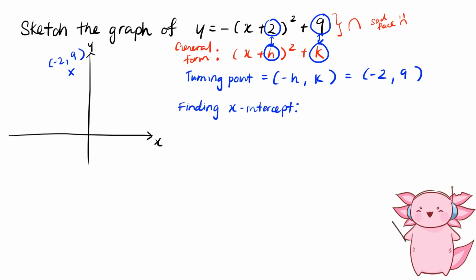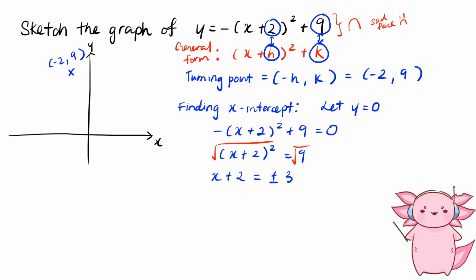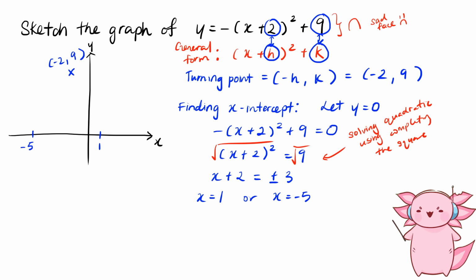Next we want to find out the x-intercepts. So let's equate y is equals to 0, and after shifting some stuff around, we square root both sides to get x plus 2 is equals to plus minus of 3, which gives us x is equals to 1 or x is equals to minus 5, which is kind of how you solve a quadratic using the completing the square method. Now let's put those x-intercepts on our graph, so x is equals to 1 goes here, and x is equals to negative 5 is here.